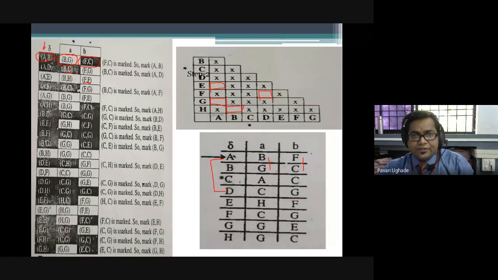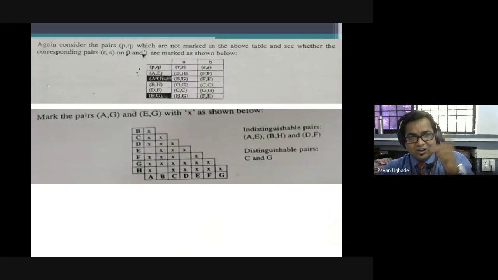It is not the end. We have to filter once again. This is not the end. Now again, how many combinations are left blank? So 1, 2, 3, 4, 5. Again you need to consider all those 5 states which are unmarked, which are not marked, and check them once again.